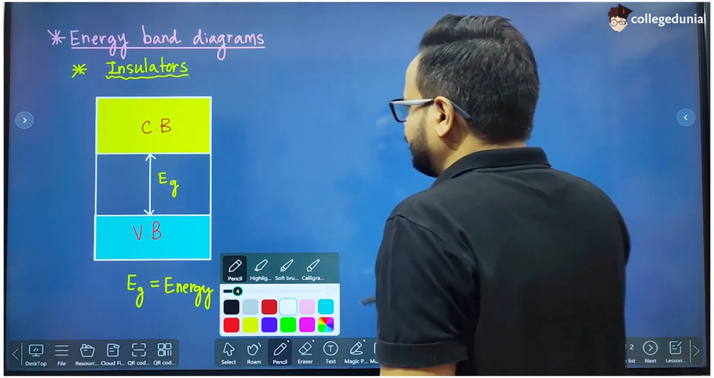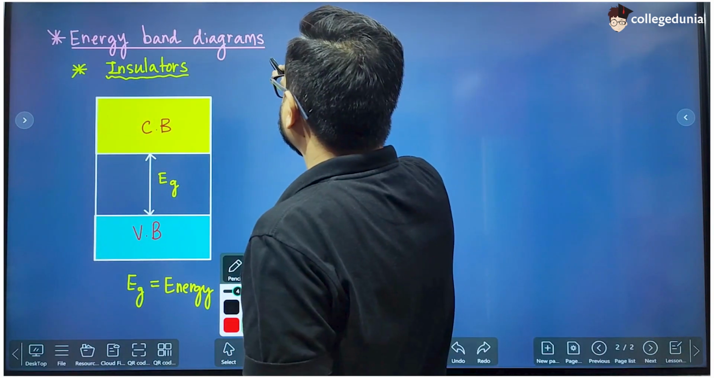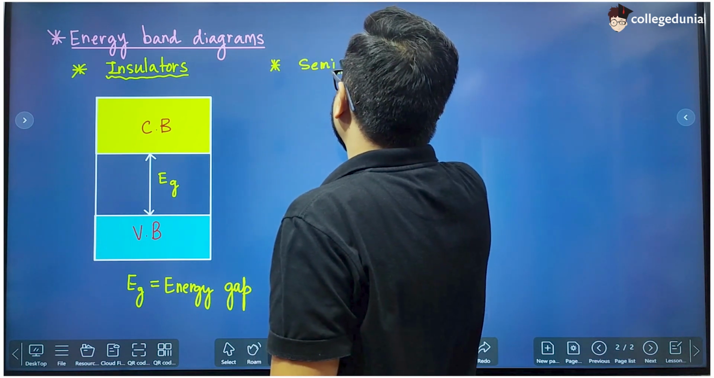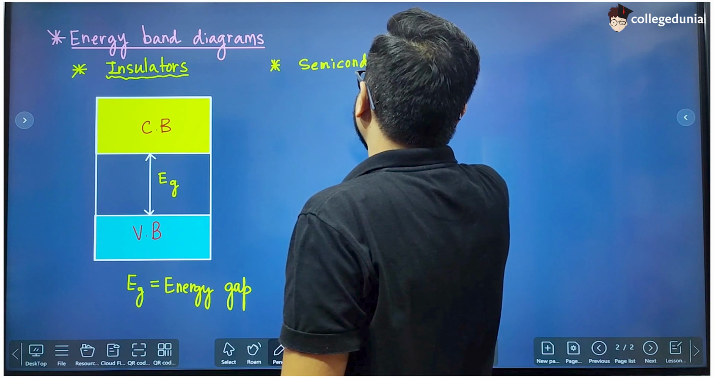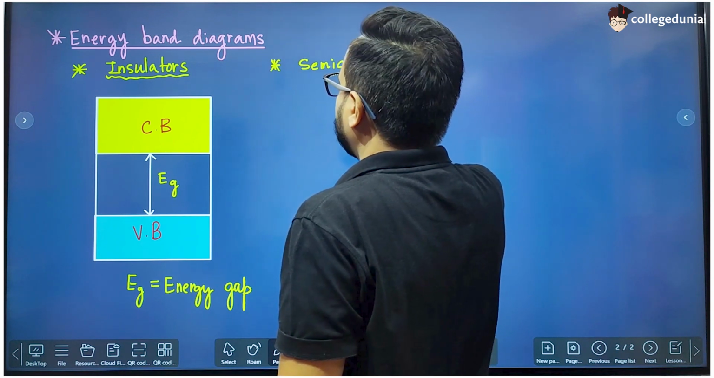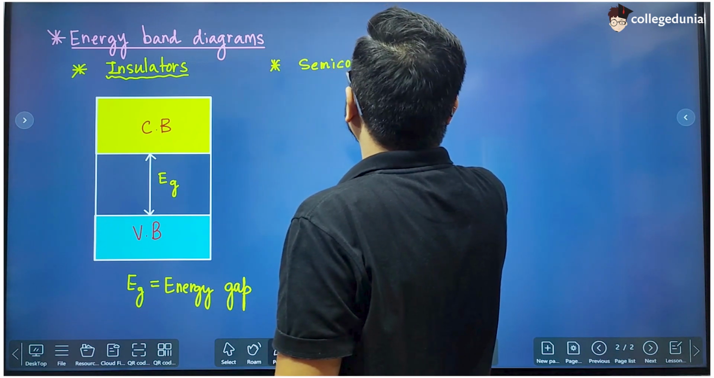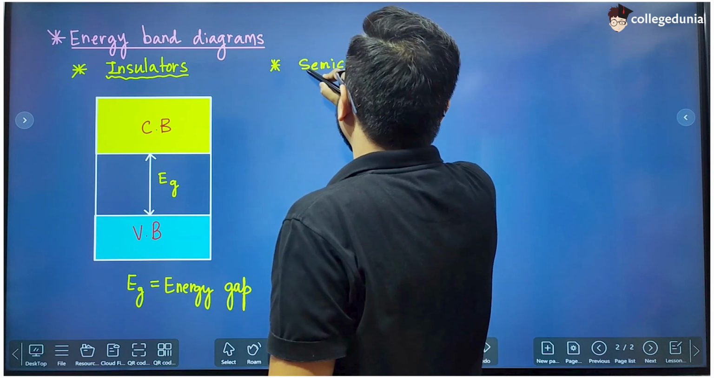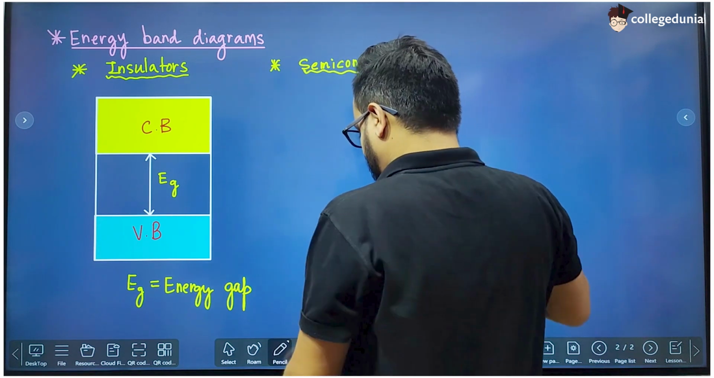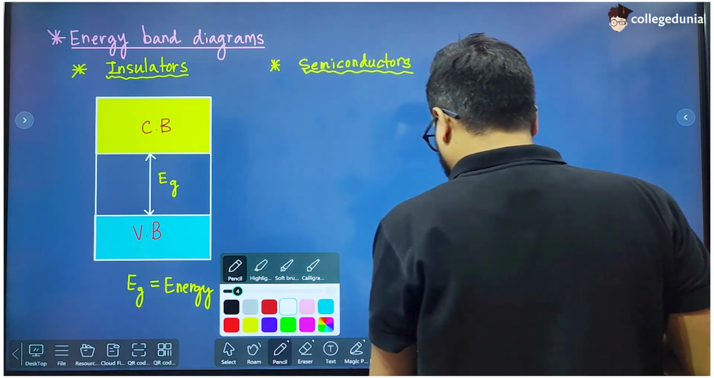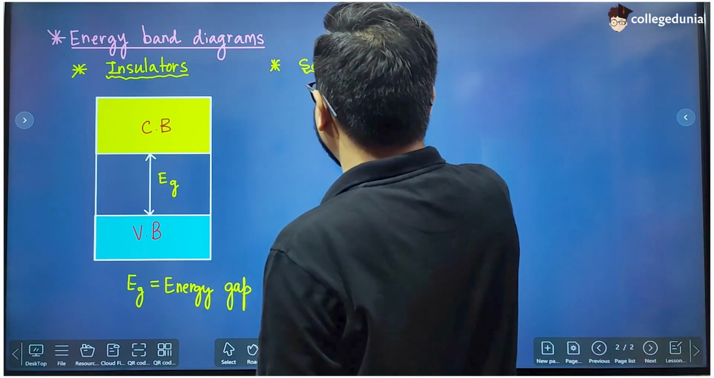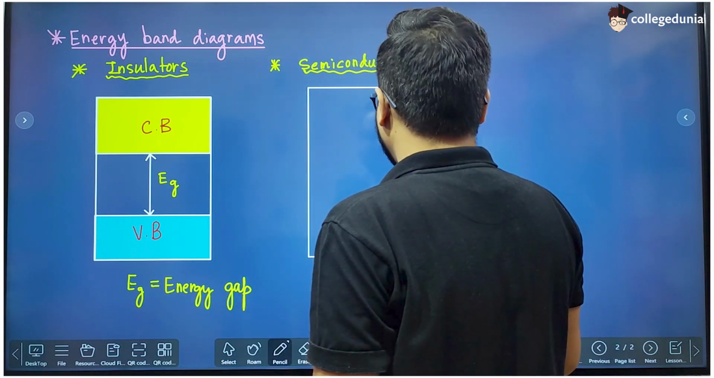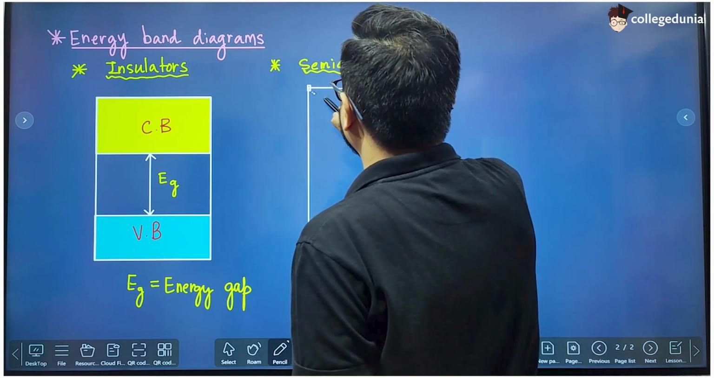In the case of semiconductors like silicon and germanium, there is a very small energy gap between the valence band and the conduction band.